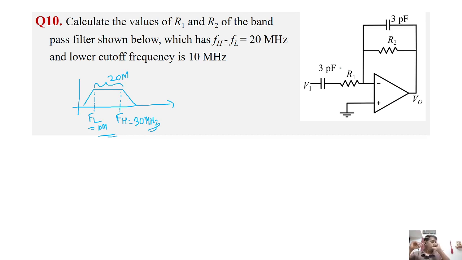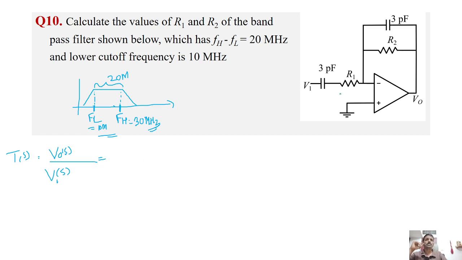So from here we'll find the transfer function. That will be easy, right? So what is the transfer function here? T of S equal to V naught of S by V1 of S. Why are we going to find the transfer function? Because if we know the transfer function, we will get which terms create the lower and higher cutoff frequency, right? So that's why we are going to find the transfer function T of S equal to V0 of S by V1 of S.